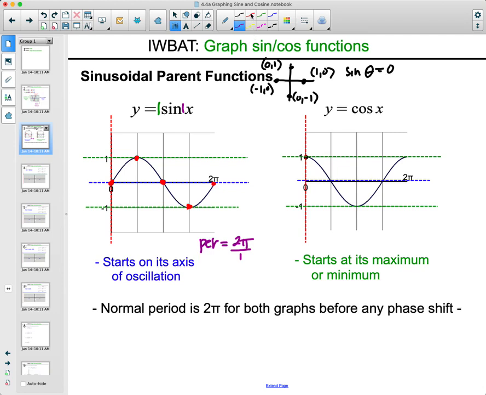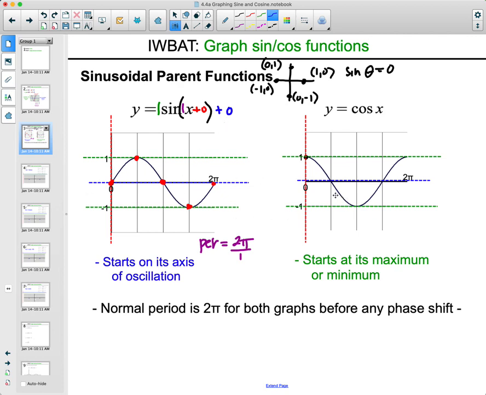The h value is 0. So really inside here it says +0. And outside of here also says +0. So there's no phase shift, this h value, and the midline is 0. It hasn't moved up or down from the axis.